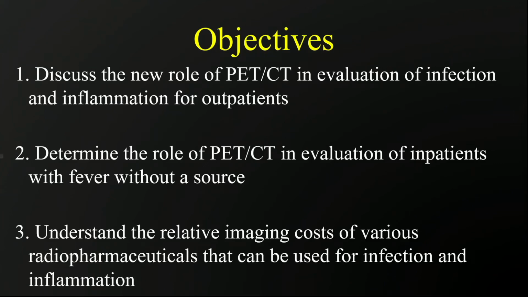So in terms of my objectives, I have three objectives. The first is to discuss the new role of PET-CT in evaluation of infection and inflammation for outpatients. We're going to talk about the role of PET-CT in evaluation of inpatients. We do have quite a bit of experience on that for patients with fever without a source. And I do want to talk a little bit about the economics and talk about the relative imaging costs of various radiopharmaceuticals that we can use for infection and inflammation.